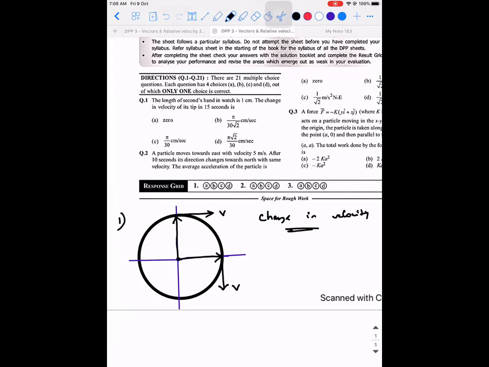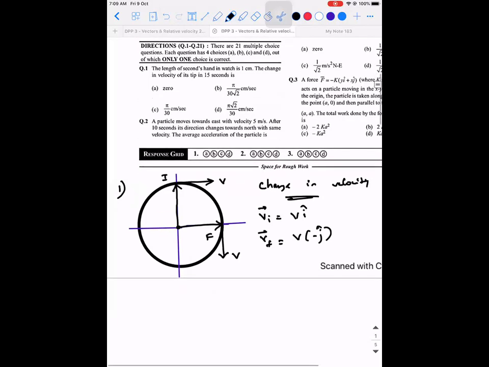Observe. So, what is the initial velocity that it had? It had a magnitude of v, but in which direction, guys? So, this is the initial position, this is the final position. Initially, what was the velocity the particle was having? V i cap. Yes, that's right. Final velocity is v, minus j cap. Very good. Okay. Then, what are they asking?